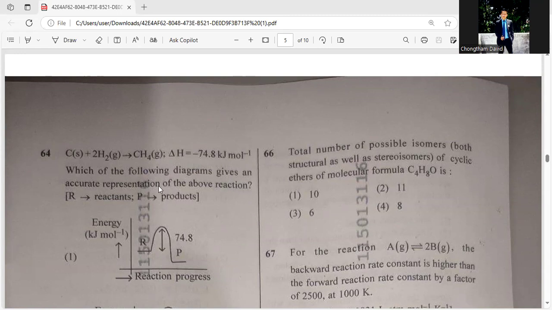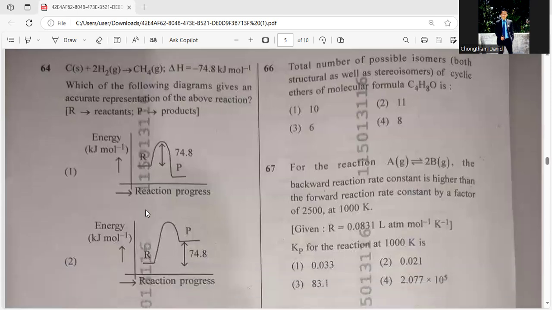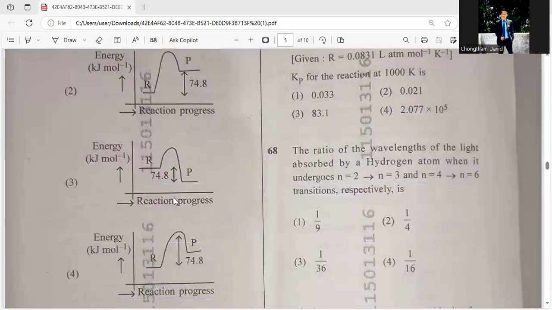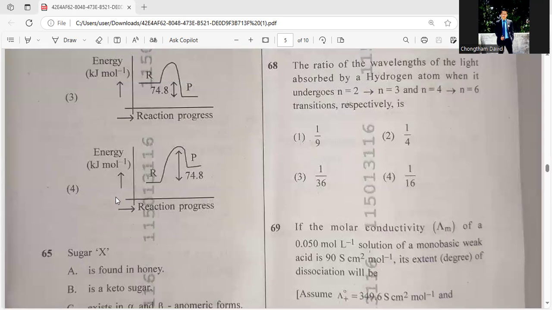Question number 64. Carbon, hydrogen gives methane, minus 74.8 kilojoule per mole. Which of the following diagrams gives an accurate representation of the above reaction? In this reaction, delta H is negative, as you can see from this thermochemical equation, and the product is below the reactants on the energy profile. So the correct diagram would be 74.8. For exothermic, it should lie below here. So option number 3 will be the answer for this question. Right? Question number 64, option 3.